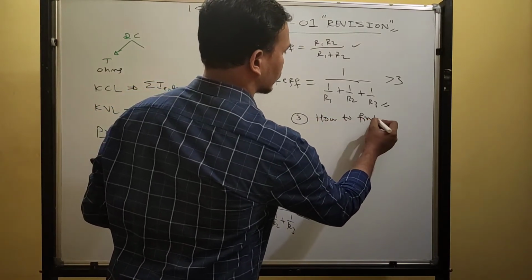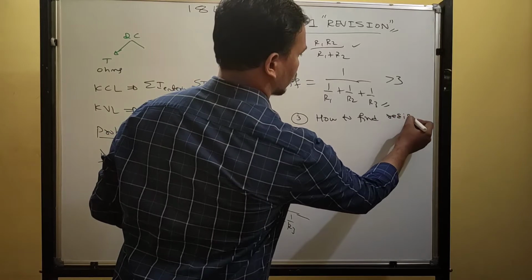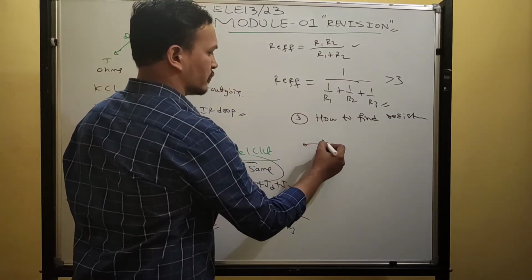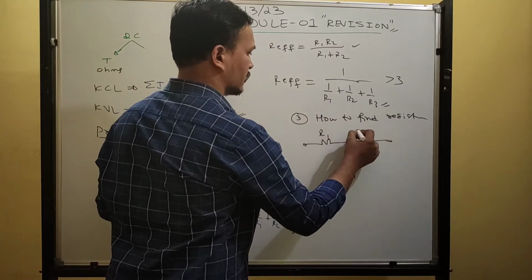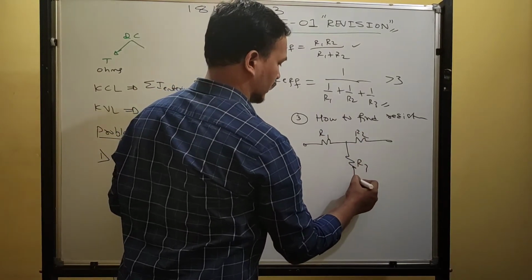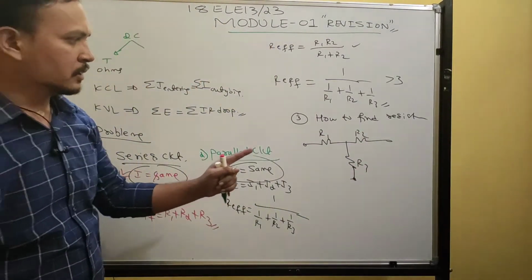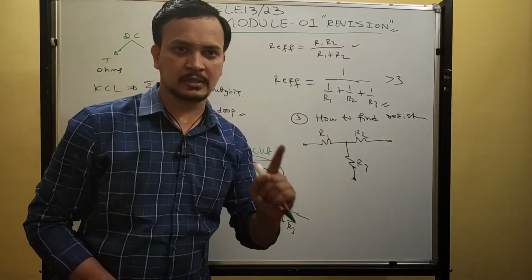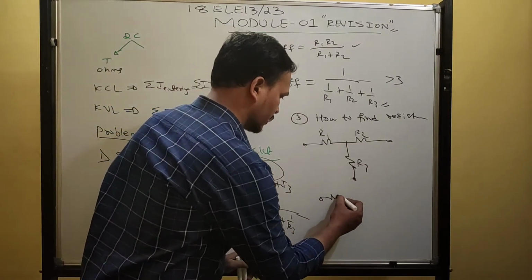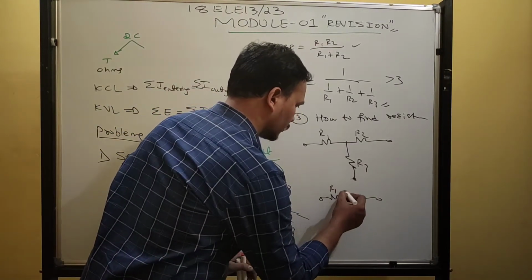How to find effective resistance? For that, you must remember this concept. Let's say R1, R2, and R3. Look here. In order to identify that two resistors are connected in series, they should be in this form. So R1 and R2.